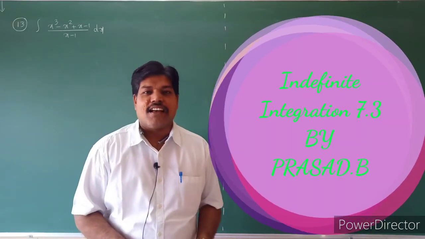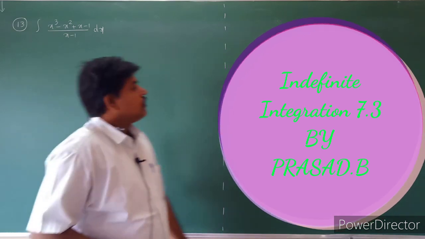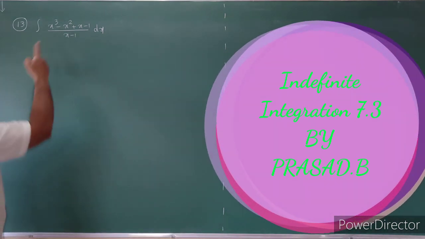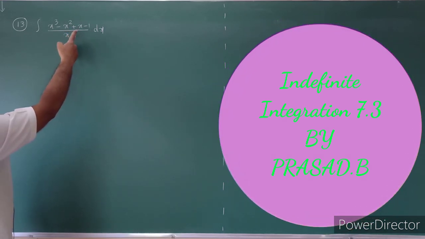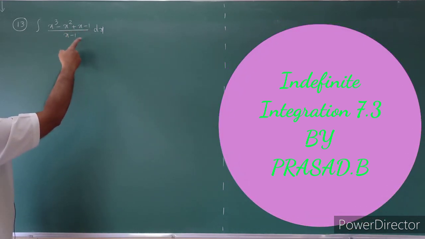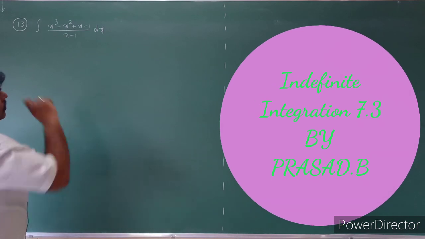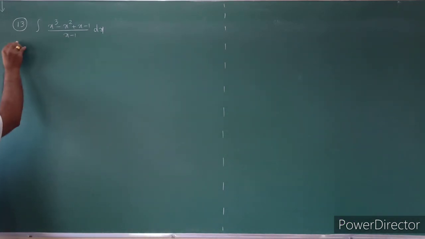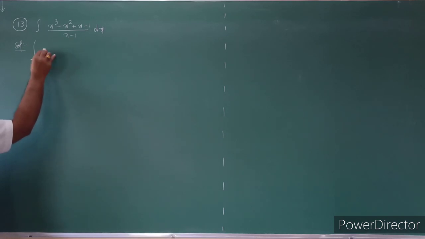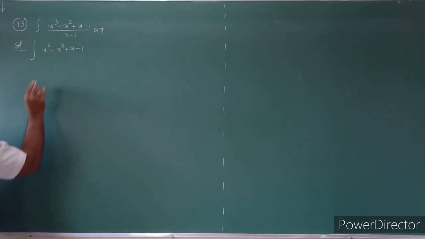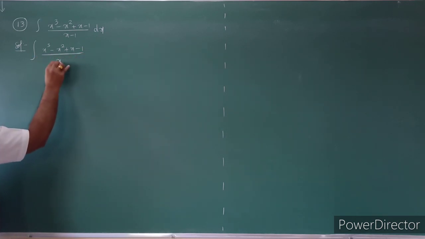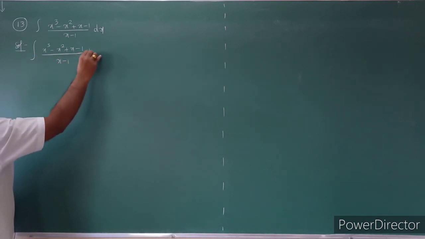See students, see the next question, question number 13. What is the question? Integral of (x cube minus x square plus x minus 1) by (x minus 1) into dx. See the solution. Integral of (x cube minus x square plus x minus 1) by (x minus 1) into dx.